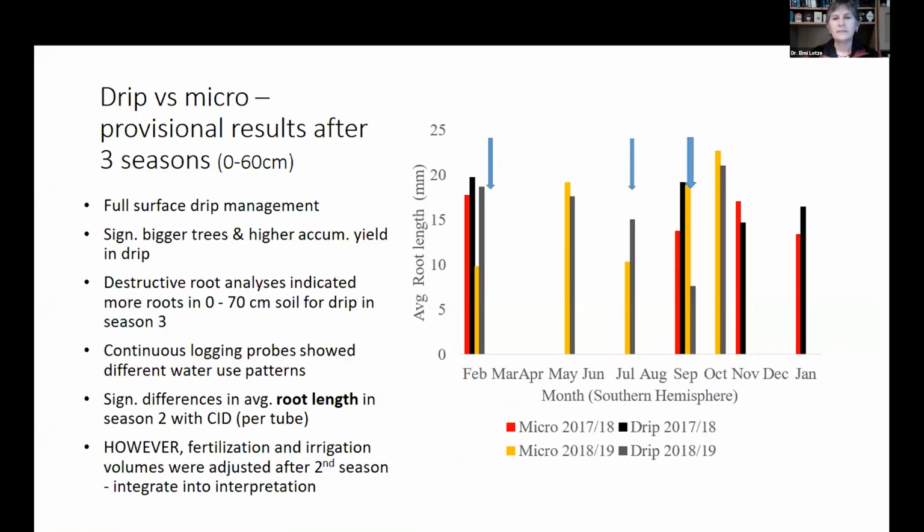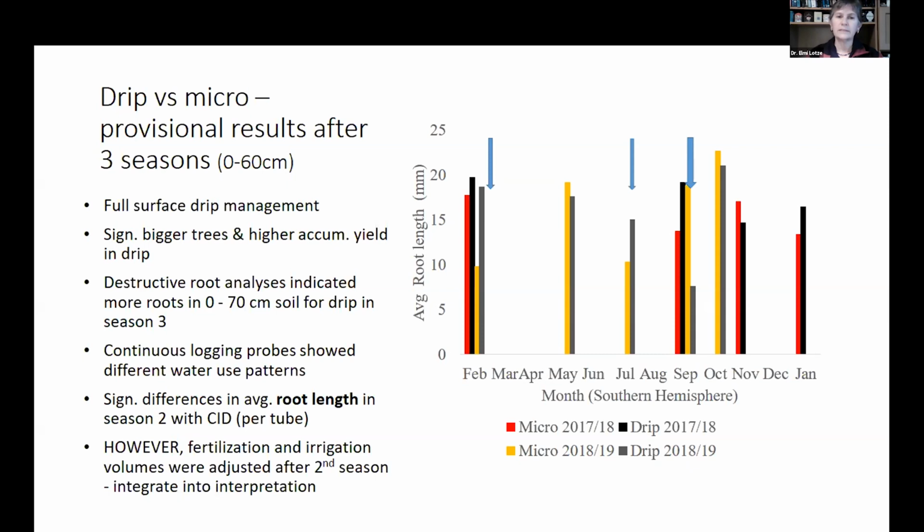So these are some provisional results after 3 seasons. What was different in this case is that the drip was actually applied as a full surface management. So the drip and the micros both covered the whole surface area. After 3 seasons, we saw significantly bigger trees and a higher accumulated yield in the drip. And also we looked at the destructive root analysis that indicated more roots in the top 70 centimeters for the drip than the micro in the 3rd season. And we also saw a different water use pattern in the drip versus the micro.